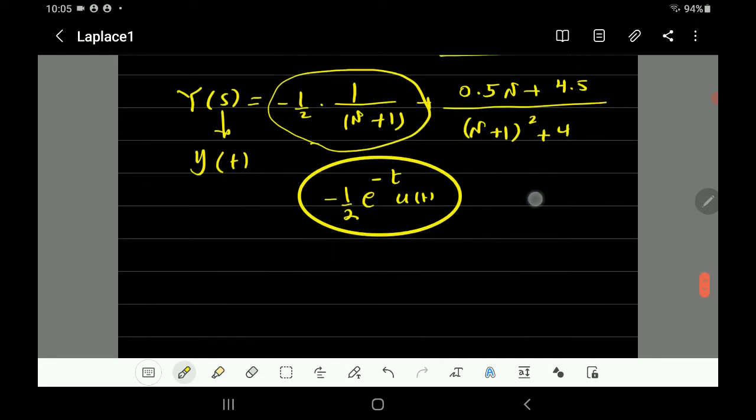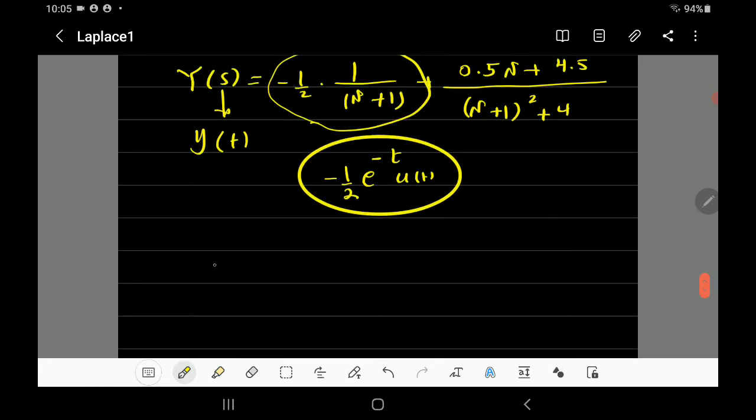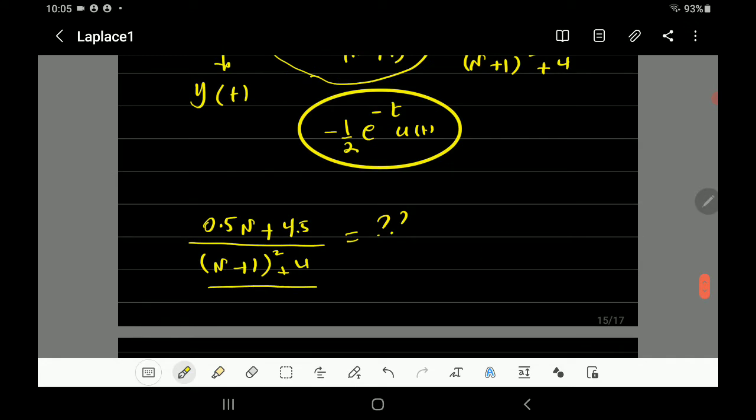The second one, I'm going to focus on it: (0.5 s plus 4.5) over ((s plus 1) squared plus 4). That's the question. You look at the Laplace transformation table, see any expression which is close to this one. You look at the denominator, and see something similar.